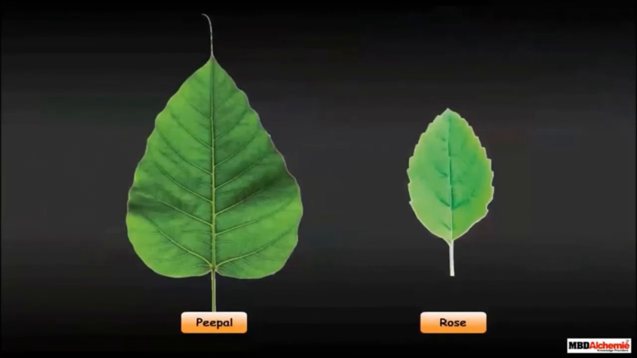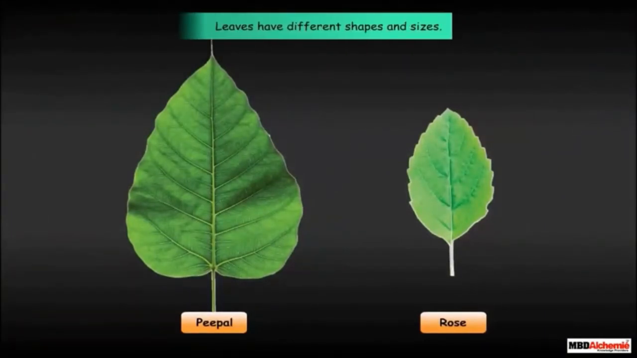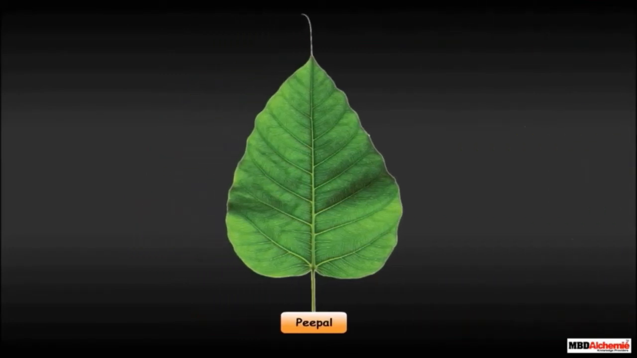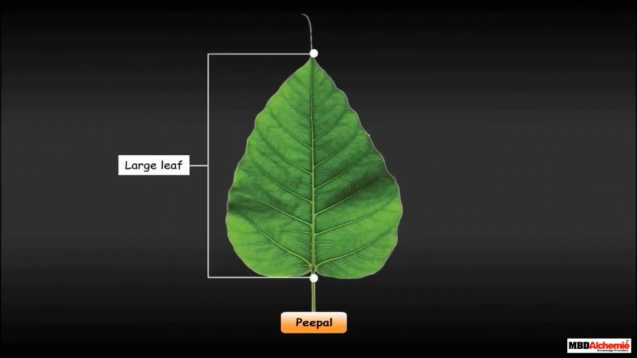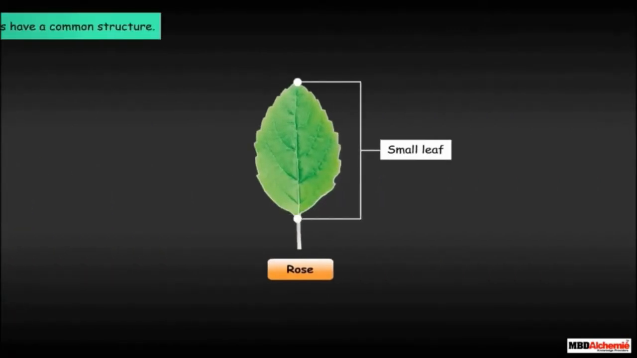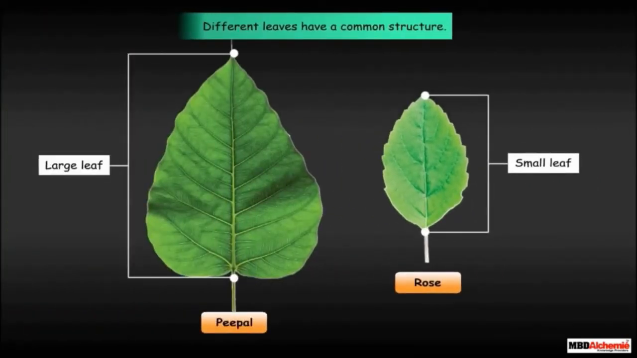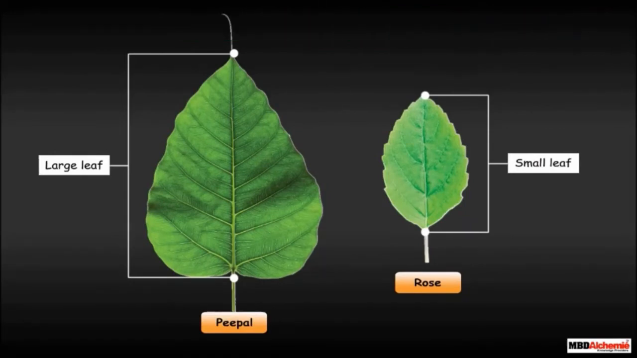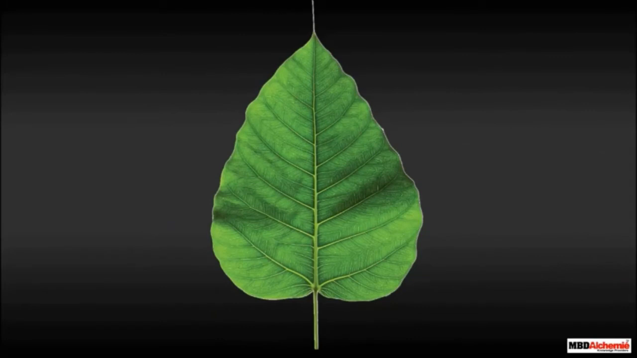So here in this picture, you can see that there are leaves which have different shapes and sizes. One is a broader leaf, larger in size, and the rose leaf is quite small as compared to the peepal leaf. So different leaves have a common structure. Structure means parts उसके same ही रहेंगे, सिर्फ sizes और pattern में difference होगा.